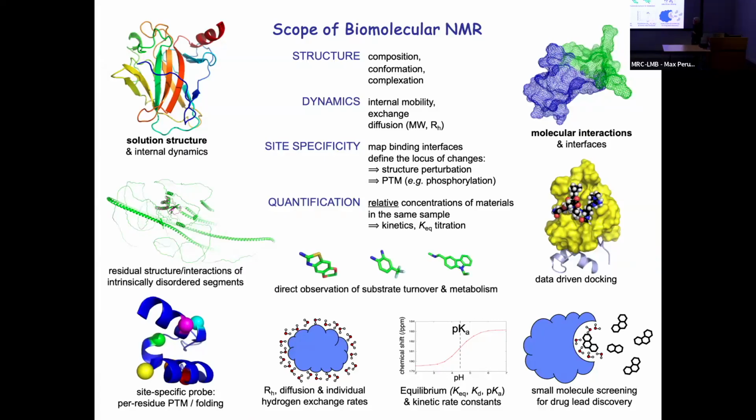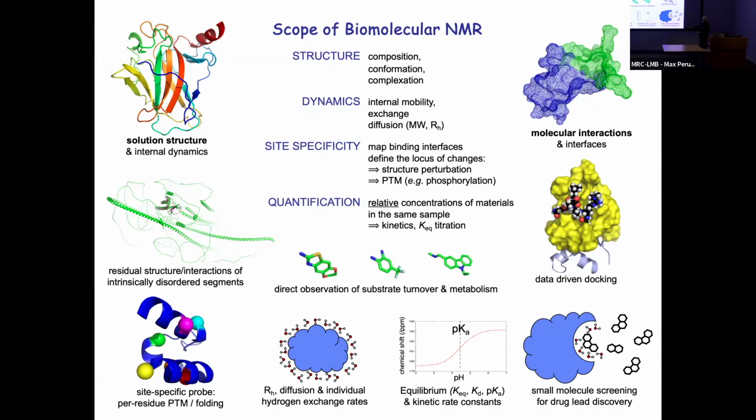We shouldn't get too bogged down with the idea of just looking at the spectra of the macromolecules. We can also get a lot of information by looking at substrate turnover, and we can observe the substrate itself rather than having to observe the enzyme. That would be rather complicated.